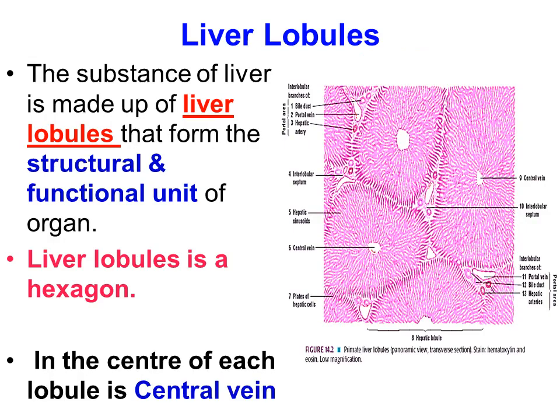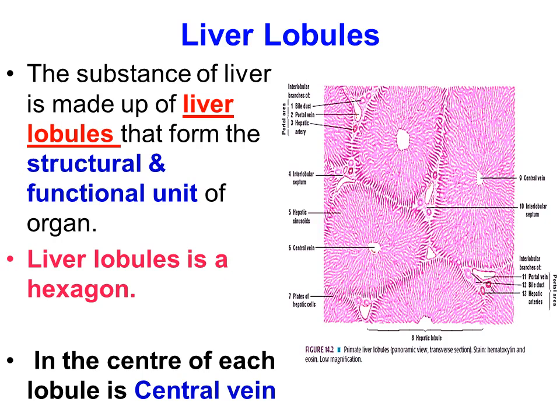Now, we appreciate that the substance of the liver is made up of liver lobules or the hepatic lobules that form the structural and functional unit of the organ. The liver lobule is hexagonal in shape and the connective tissue between the adjacent lobules is scanty. So, no well defined separation is seen between the adjacent lobules. We can see that the liver tissue of one lobule may merge with that of the adjacent lobule.